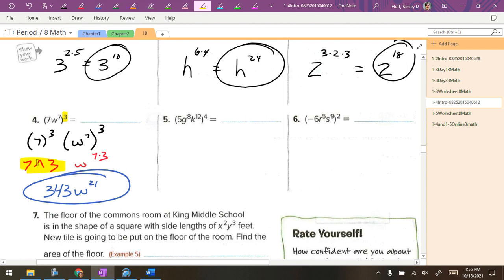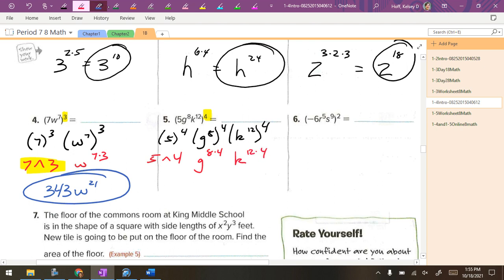Good question. Okay, 5, you're sharing a 4 outside power, so I have 5 to the 4th, g to the 8th to the 4th, k to the 12th to the 4th. Again, 5 caret key 4. Keep your base of g, multiply 8 times 4. Base of k, multiply 12 times 4. Final answer would be 625 g to the 32nd, k to the 48th. Nicely done.